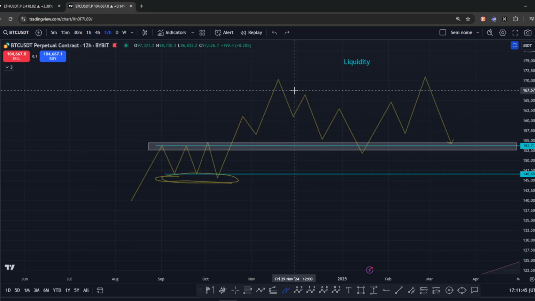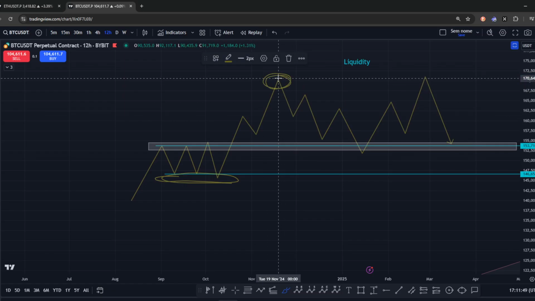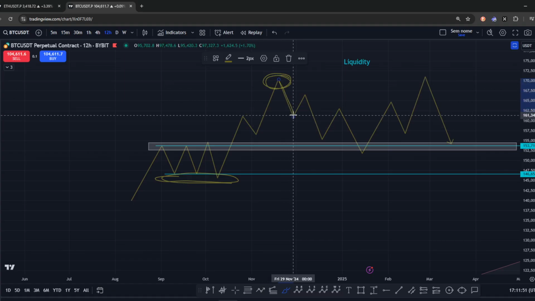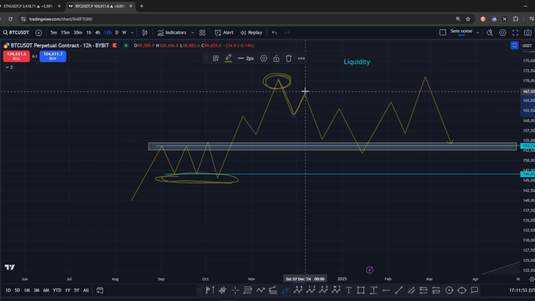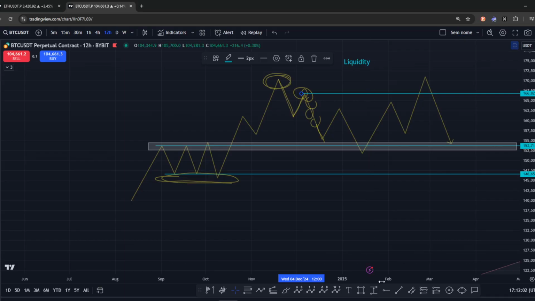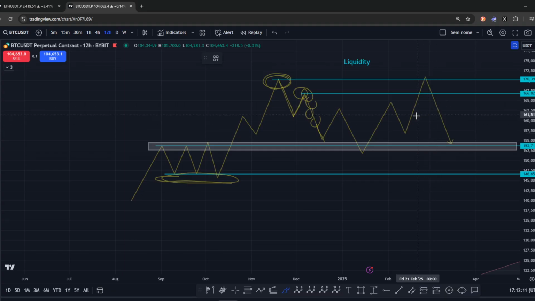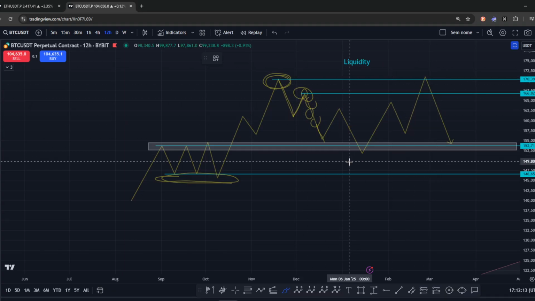For example, the sellers that sold here aggressively made the price go down, then a retracement, then they sell aggressively, they short, they short, they short aggressively, forming liquidity above, liquidity above. So these are zones that the market is gonna target later on, and this is how you find liquidity zones.